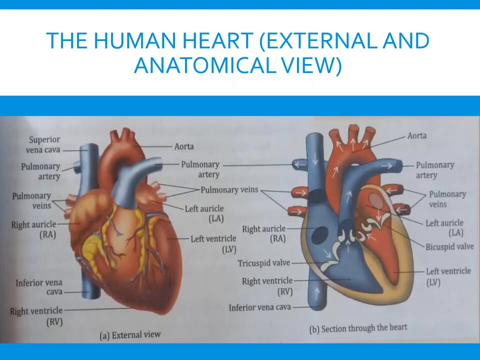The pulmonary artery is the artery which carries deoxygenated blood, and the pulmonary vein carries oxygenated blood. So that's why the pulmonary veins are shown in red color. Red color shows that the blood is oxygenated, and the pulmonary artery is shown in blue color. Blue color shows that it is deoxygenated blood.